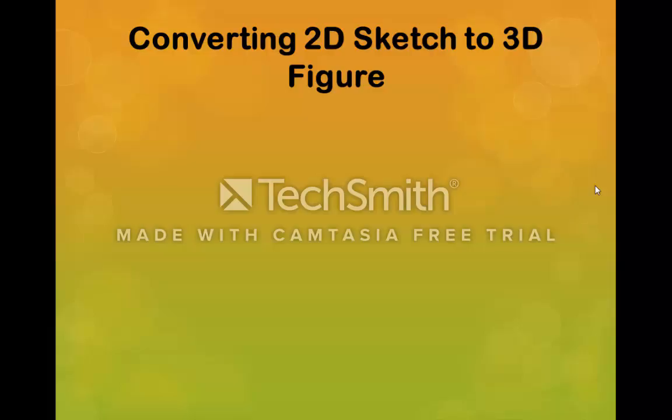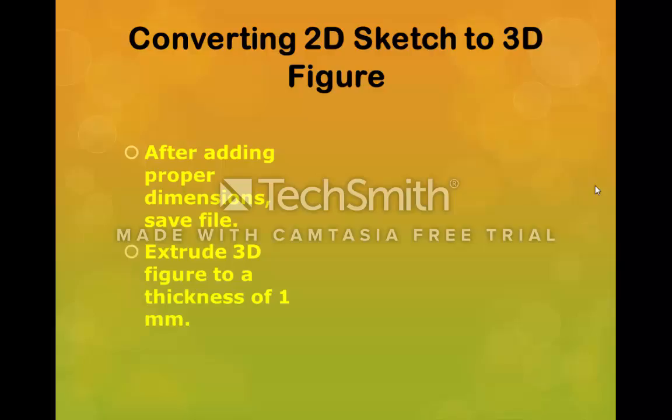After you've made the 2D sketch, you want to double check your dimensions and save the file. Then you want to extrude that 3D figure to a thickness of 1 millimeter, and that seems rather thin. That's okay. When we get ready to print it, there's a button in our 3D printer software where you can scale up or down, and we want to scale up.